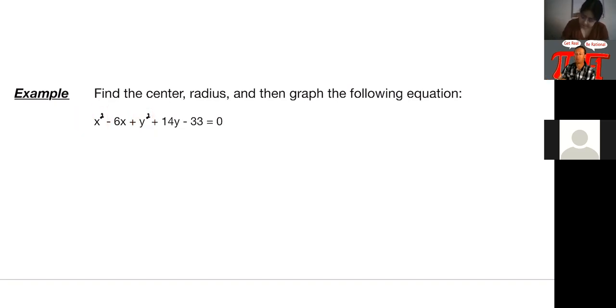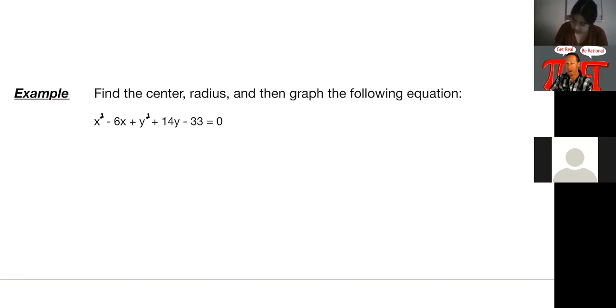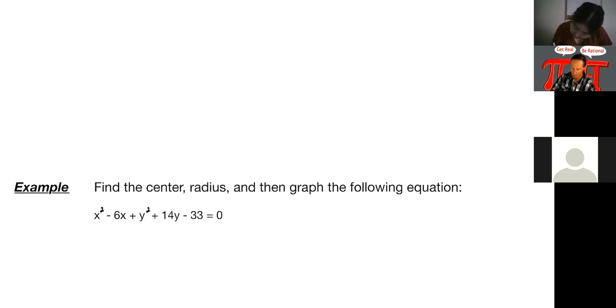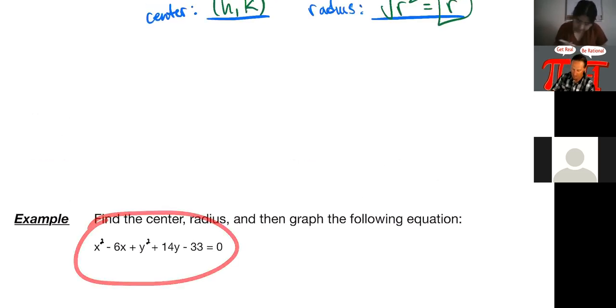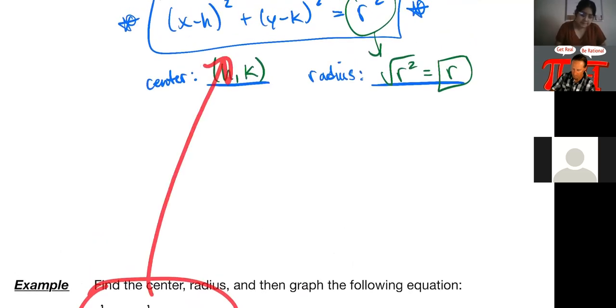Now, how else could you have used your intellect without using your math to know that this was a circle? They asked for the center and radius, right? This is the only one that has a radius and a center. All right, so very good. We are going to have to take this and make it look like that.